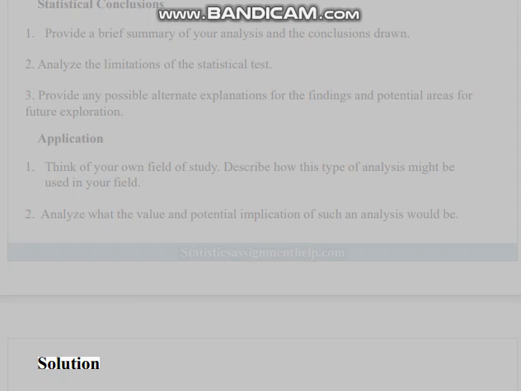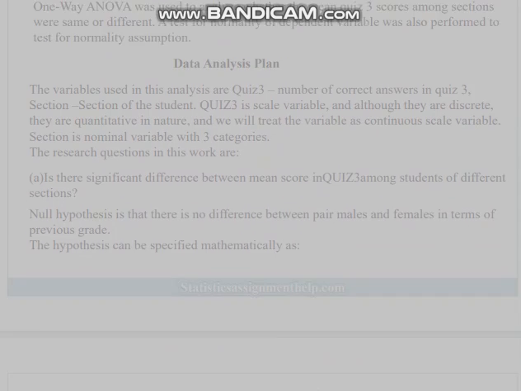Solution: ANOVA. One way ANOVA was used to analyze whether the mean Quiz 3 scores among sections were the same or different. A test for normality of the dependent variable was also performed to test the normality assumption. Data Analysis Plan.